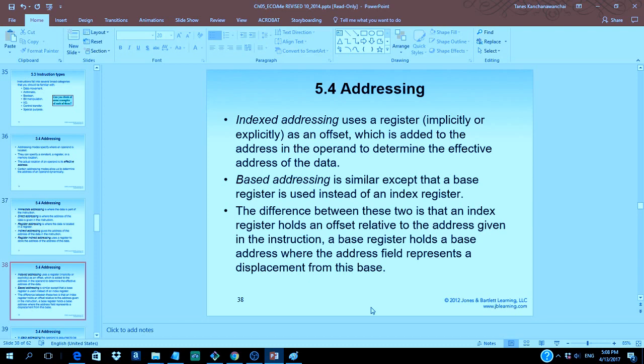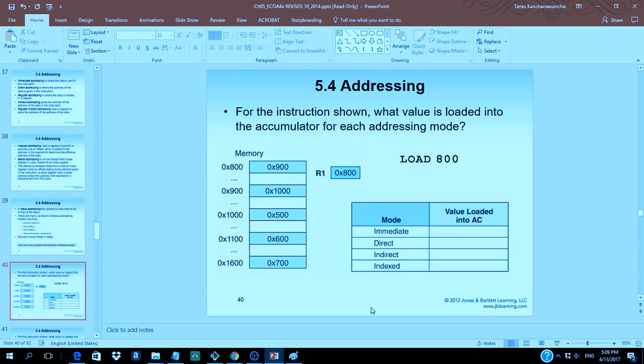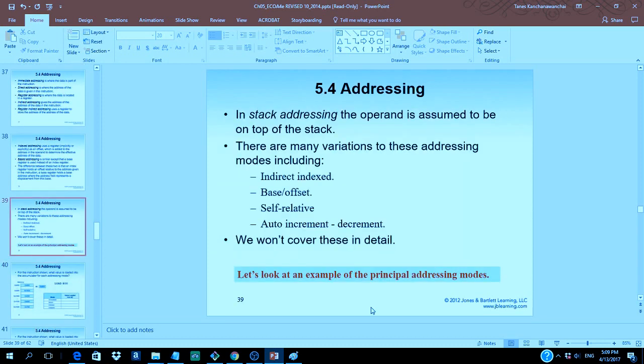Base addressing is similar, except that a base register is used instead of an index register. The difference between these two is that an index register holds an offset relative to the address given in the instruction. A base register holds a base address, where the address field represents a displacement. So let's look at an example, okay?